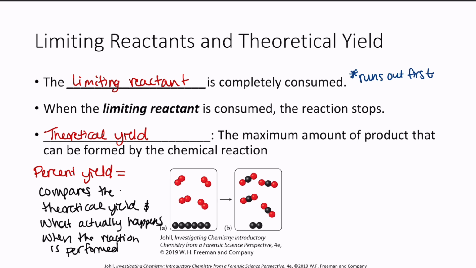So to do this calculation, you would just calculate the percent yield by taking the actual yield and dividing it by the theoretical yield times 100. So the actual yield is exactly what it sounds like. It's what you actually get when you perform this reaction.